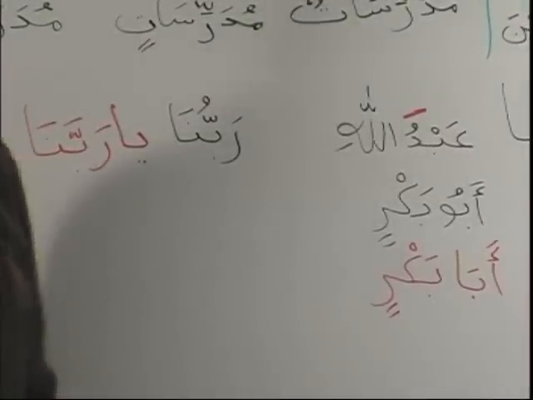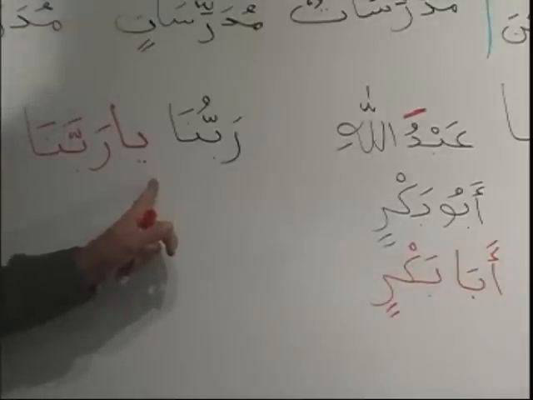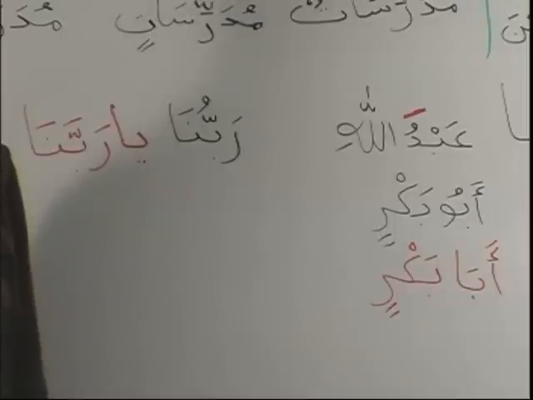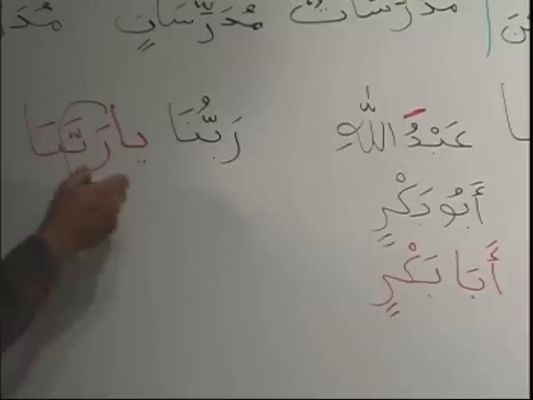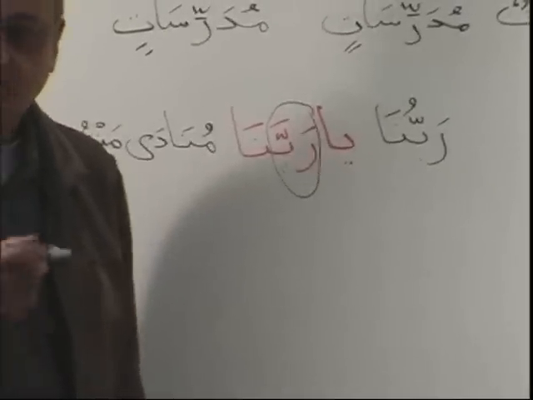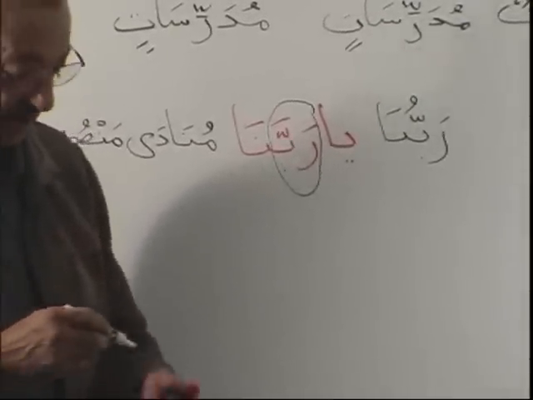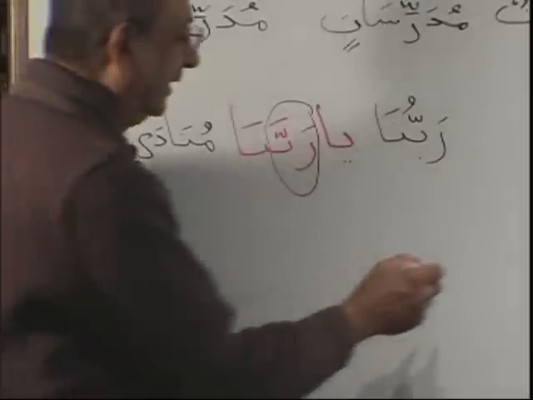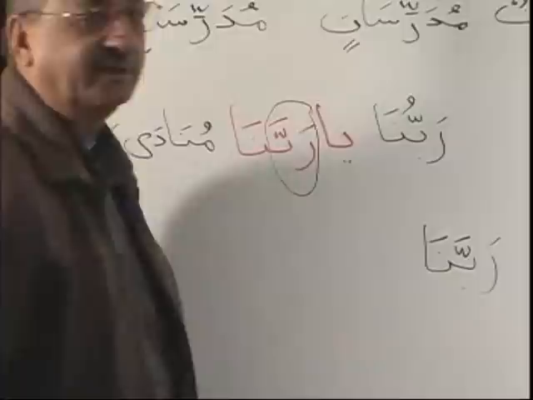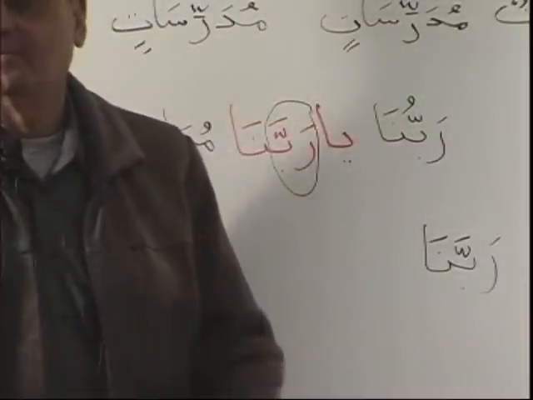It is mudaf mudafili. So you will say Ya harfu nida. And what is Rabba? It is munada mansub. What will you call it? Munada mansub. Okay. Rabba is munada mansub, and it is mudaf, and then mudaf ilayhi. Now most of the time you will see, what do you see? All the time Rabbana.